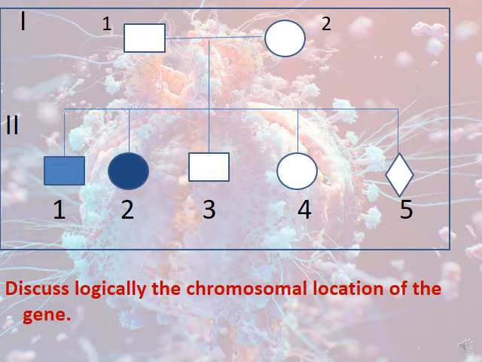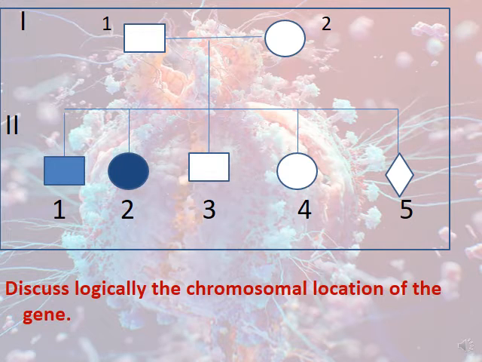So here, parents 1-1 and 1-2 are normal, but they gave birth to affected individuals 2-1 and 2-2. So the allele coding for the disease is recessive, and it's masked in the parents. It's recessive with respect to the normal dominant allele. So let's give N capital for the normal and d small for the diseased individual.